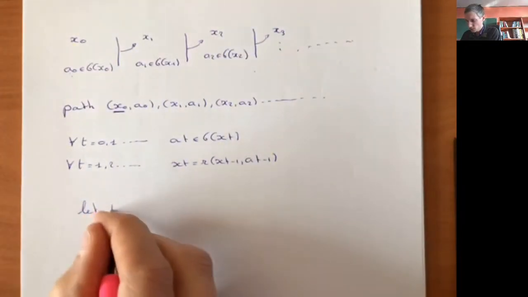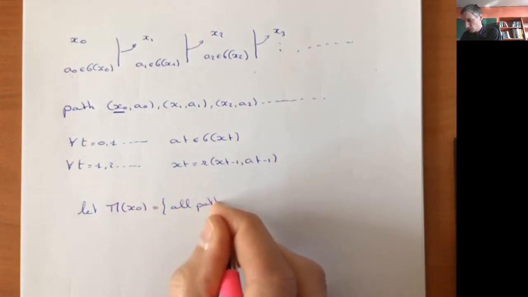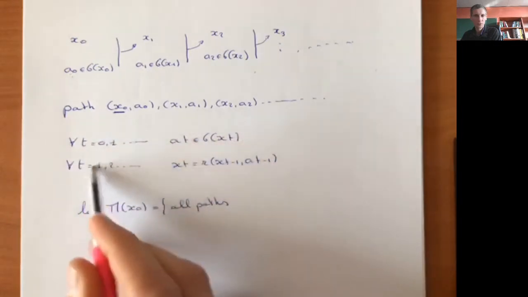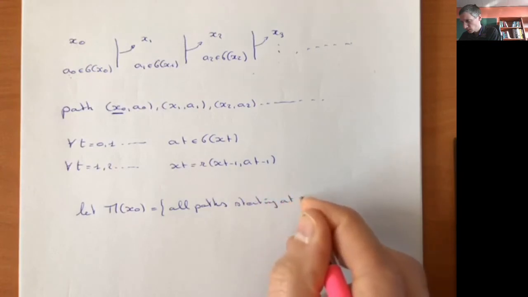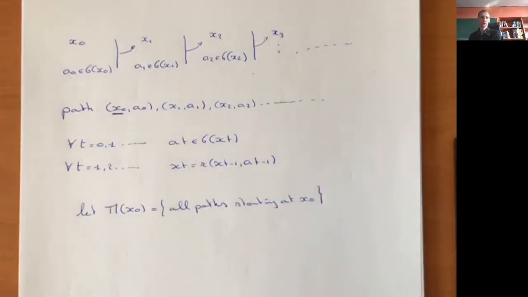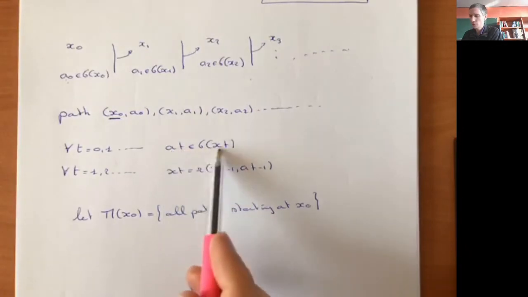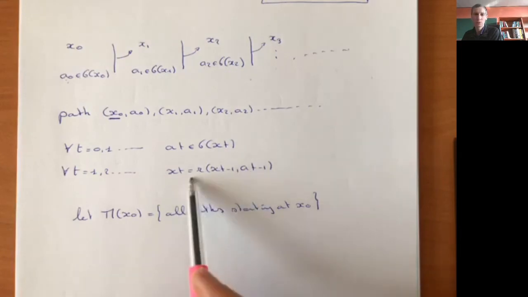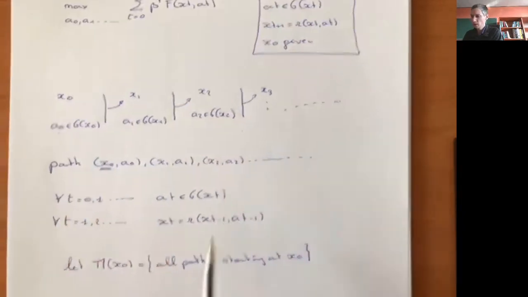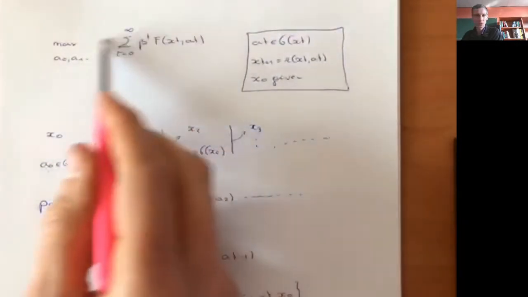Okay, so let pi of x0 be the set of all paths that satisfy these conditions, starting at x0. Okay, so this is probably a huge set, right? So the only thing that we require is that at is feasible given xt, and xt is generated by xt minus 1, at minus 1 via the law of motion. Okay, and basically this is what we're maximizing over, right? We're picking a path from the set in order to maximize this.